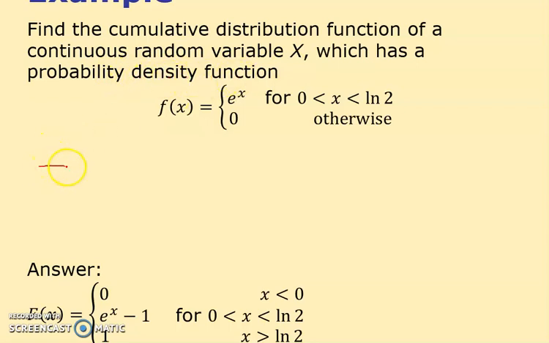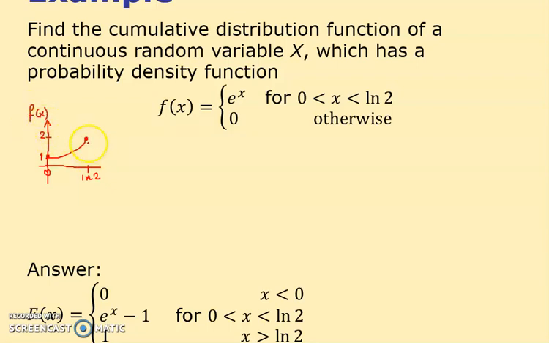So my function, and if I was to draw this, it goes from 0 up to log 2. I think I saw this graph on the last one we did. And it goes from there. If I put 0 into e to the x, it's 1. And if I put log 2 into this, it's e to the log 2, which is 2. So that's my f of x graph.